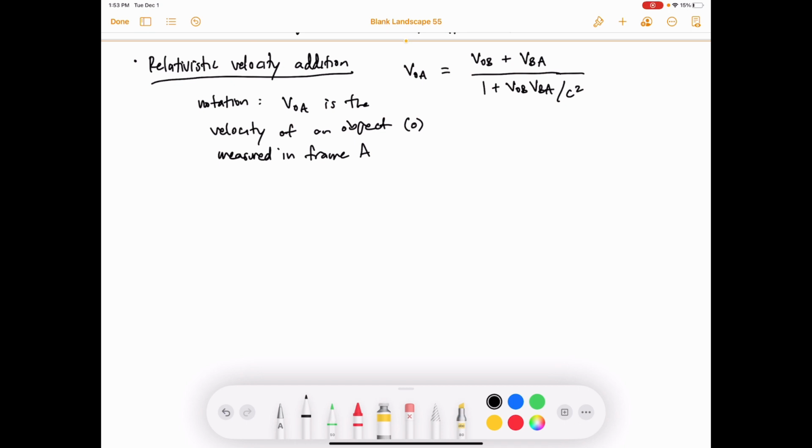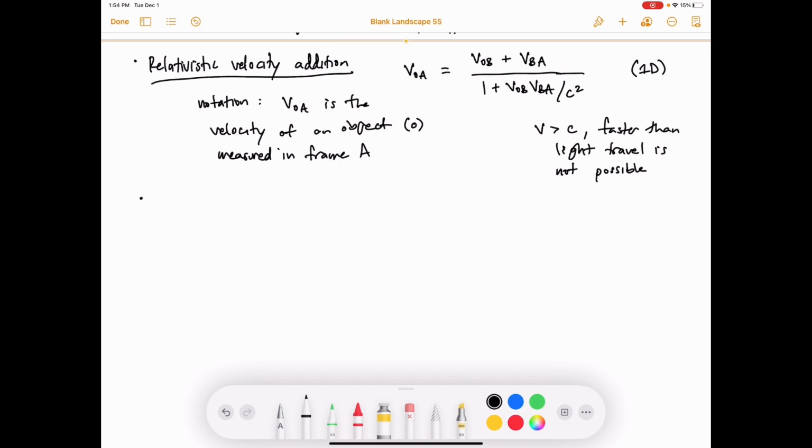Now, one consequence of this new way of adding velocities is that velocities greater than c, faster than light travel, in other words, are just not possible. This equation, as well as the other equations of relativity, just don't allow for faster than light travel. The last thing to say about this is that this equation is a one-dimensional equation, so it only works if the motion is along a single line, or in one dimension.